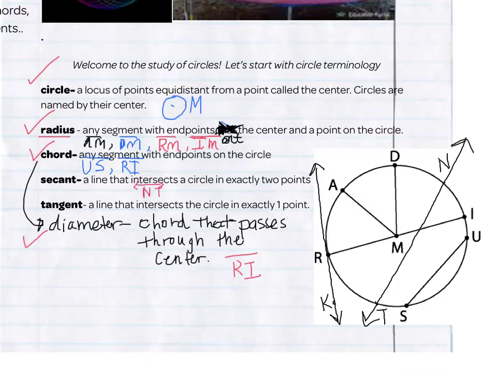Make sure that you write it as a line. It's got arrows on the end because it keeps going in both directions. And finally, last but not least, we have tangent.